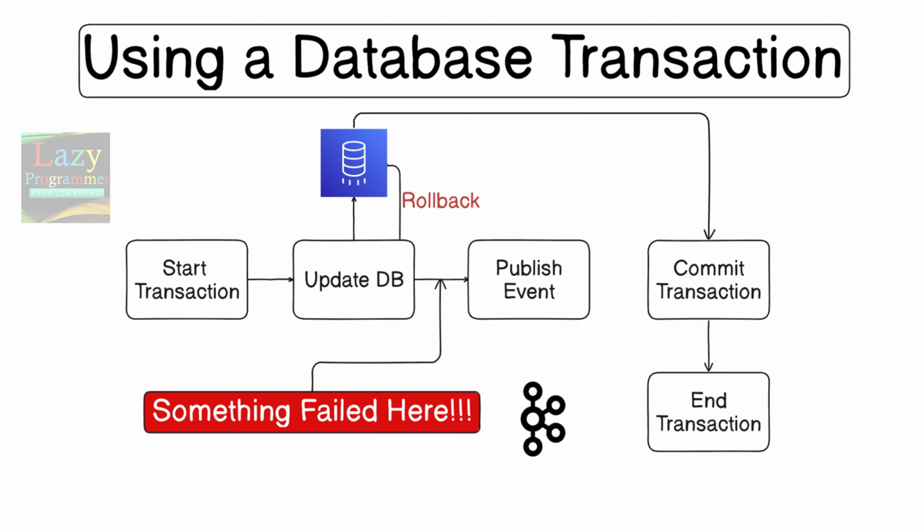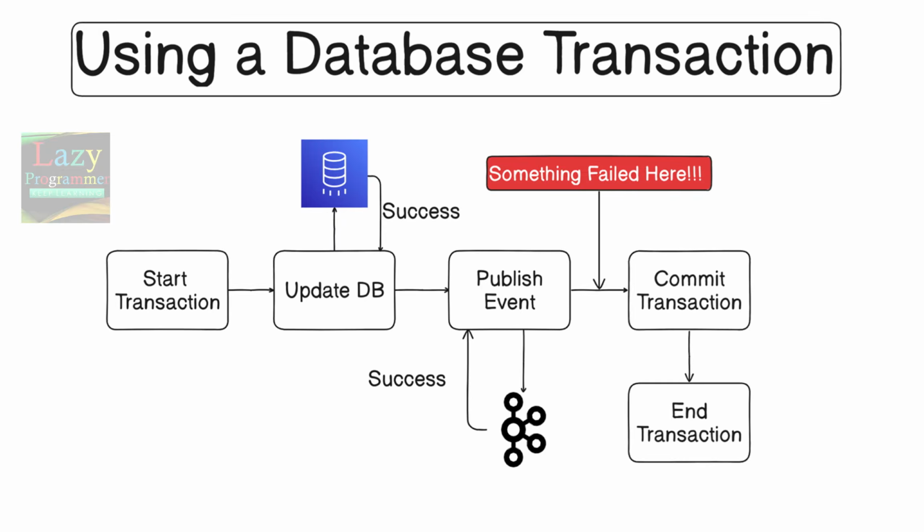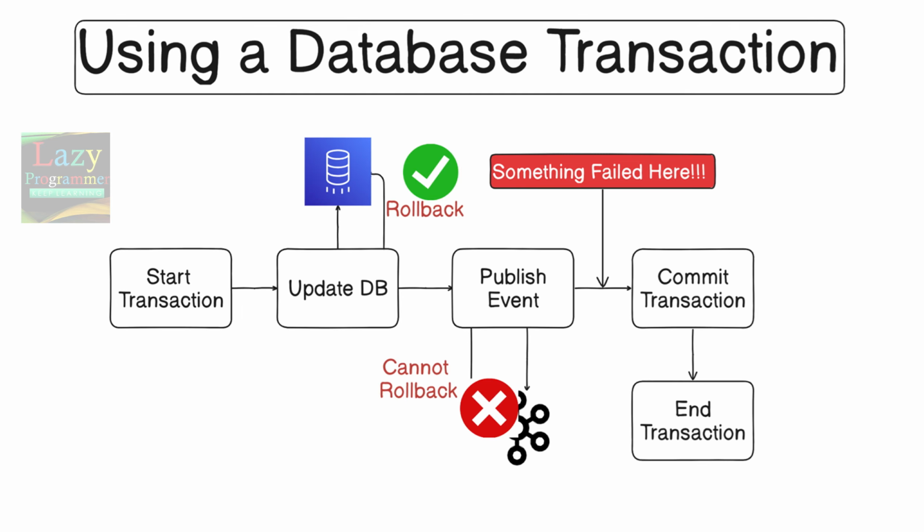Now in another scenario, suppose database update is successful and also the event is published to Kafka. But just before committing the transaction, something failed. In that case, database update will be rolled back, but unfortunately, the event is already emitted and the producer will not have any control on rolling it back. With this, once again, we end up in an inconsistent state where we have an event published, but there is no corresponding database update available. So as we have seen, using these strategies does not solve our problem.